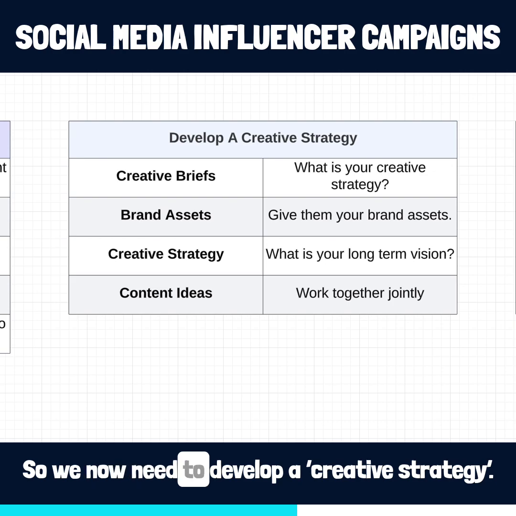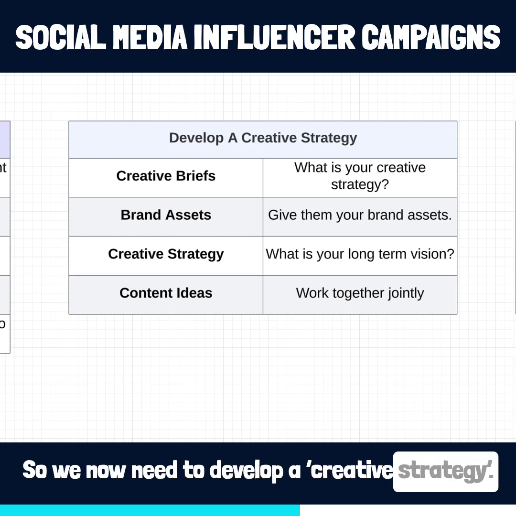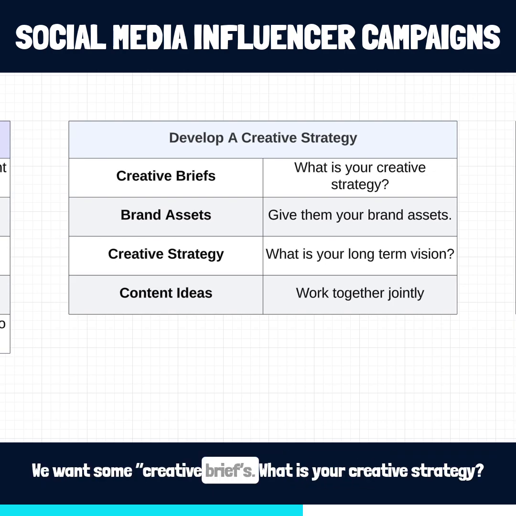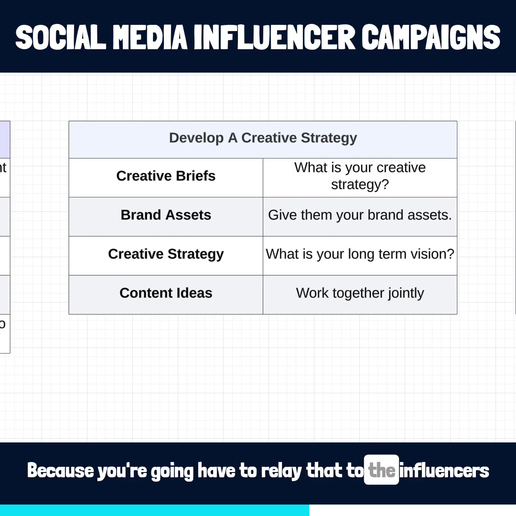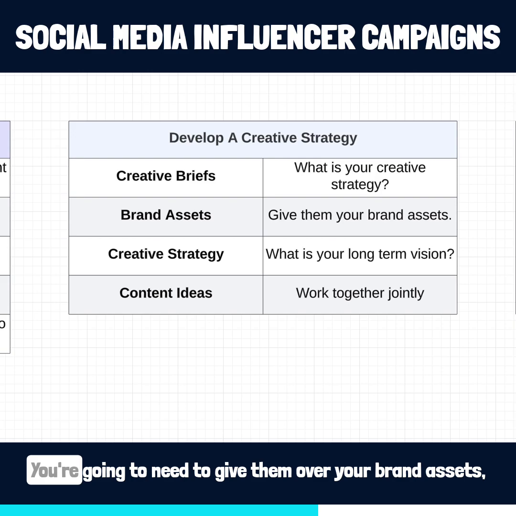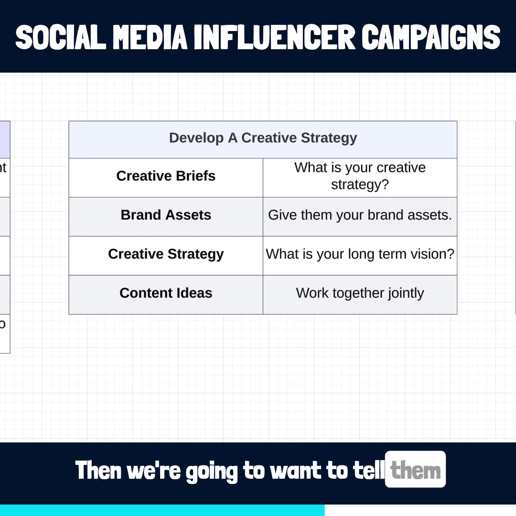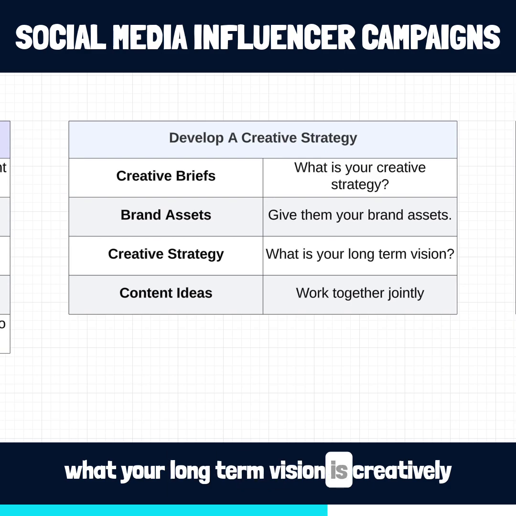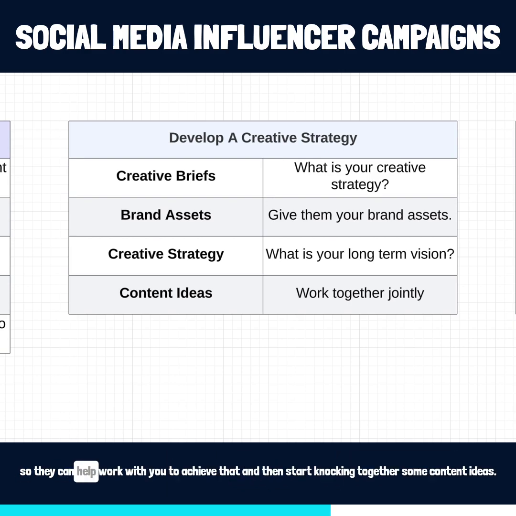Right, so we now need to develop a creative strategy. So we want some creative briefs. What is really your creative strategy? Because you're going to have to relay that to the influencers so you can get your creatives running in tandem with theirs. You're going to need to give them your brand assets. Then you want to tell them your long-term vision creatively so they can help work with you to achieve that. And then start knocking together some content ideas.